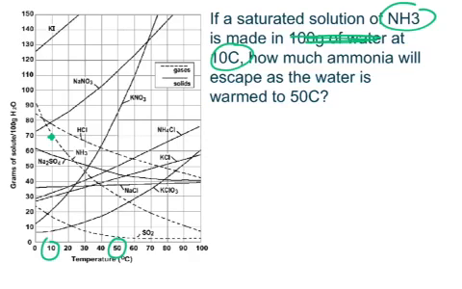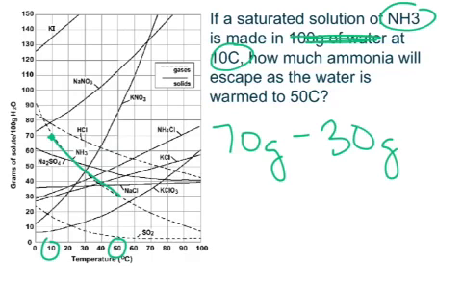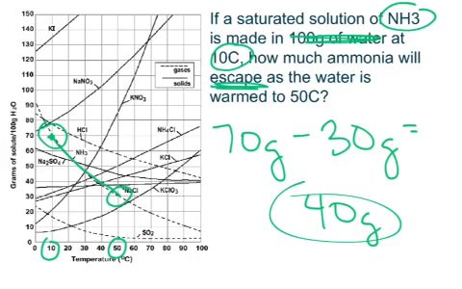So the dotted line that NH3 is on represents saturation. If it's saturated at 10 degrees, there's 70 grams in it. As the water is warmed to 50, it's going down, down, down to here and stops at 30. So the maximum amount we can have at 10 degrees is 70 grams. Now we've let that water warm up, which means that we now can only fit 30 grams. So if this question is asking how much escaped from the water, the answer would be 40 grams escaped. The word escape implies that because ammonia is a gas, it bubbled out of the solution.